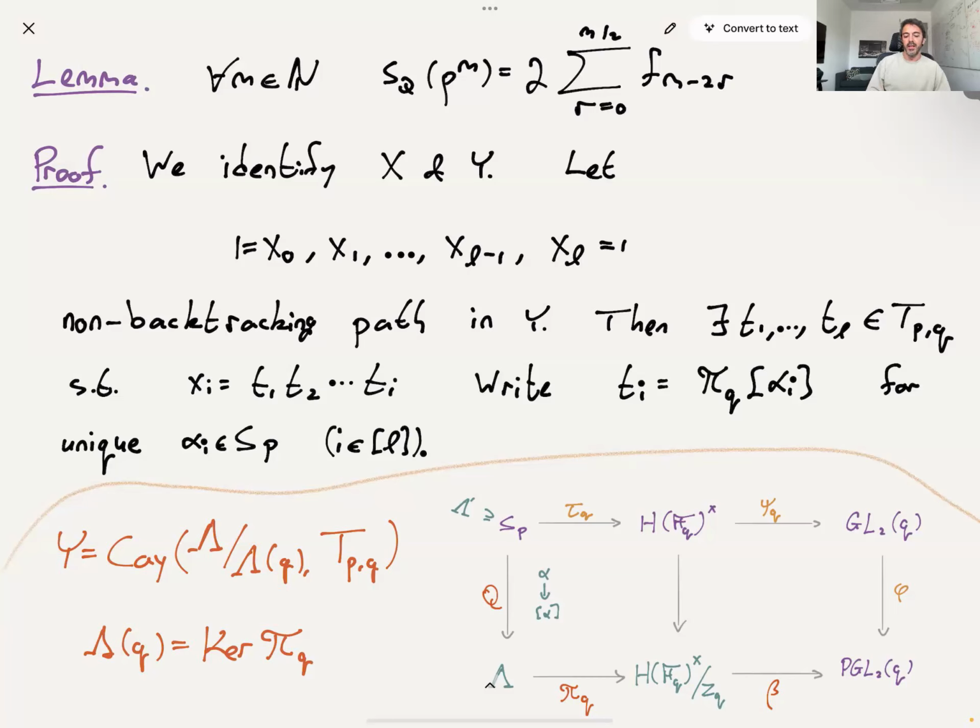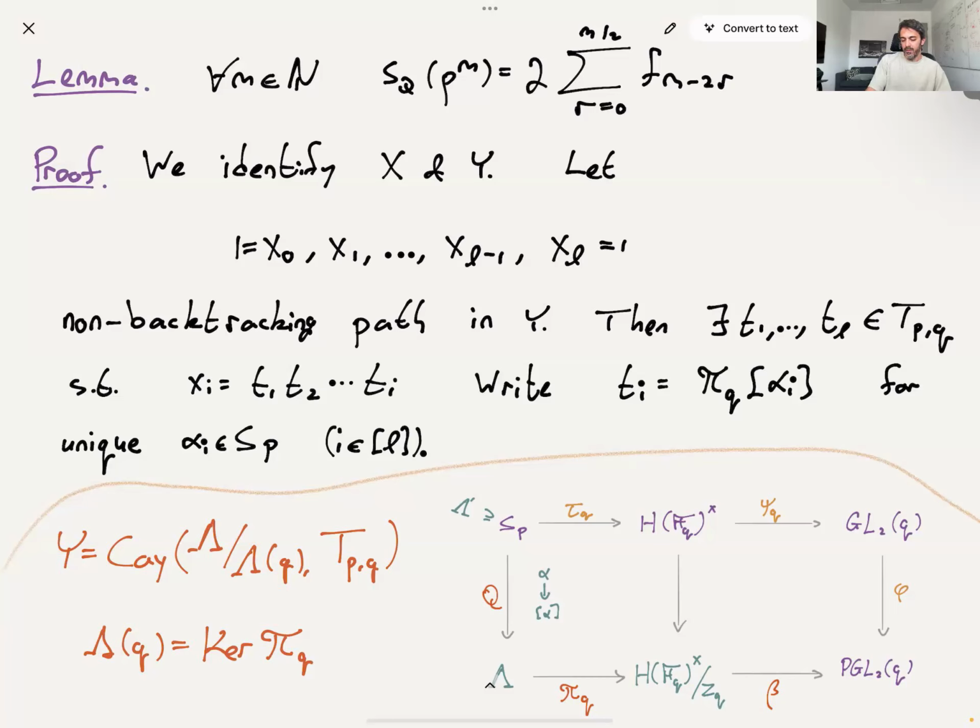So generally speaking, let's say that you are taking a non-backtracking path in Y. x_0, you can start at 1 because this is a vertex transitive graph. It's a Cayley graph, so you can start at 1. It's all the same in terms of numbers. So x_0 and x_L are the same, and this is vertex number 1, and then you have x_1 up to x_{L-1}, and then x_L. And this is a non-backtracking path in Y.